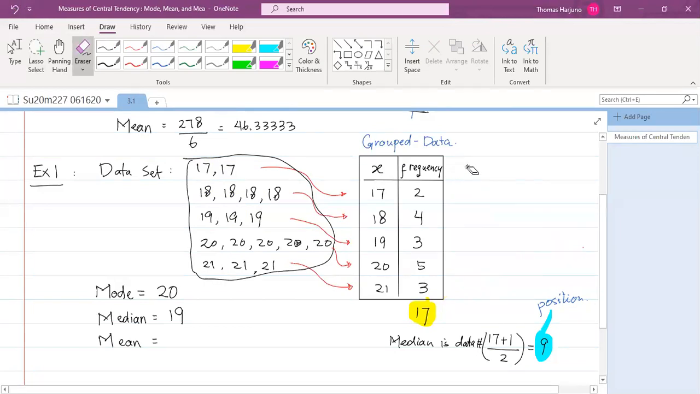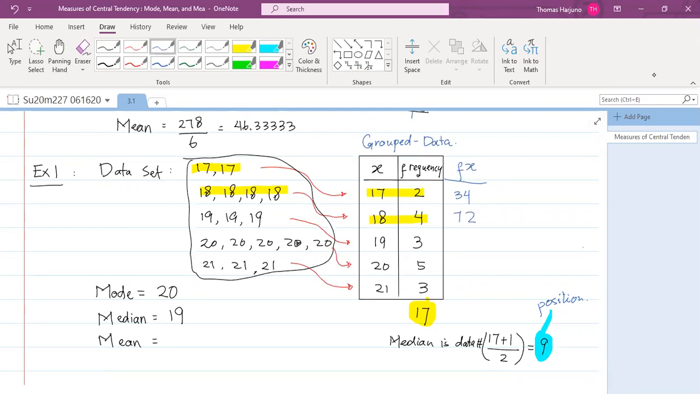First extension is you continue with another column where you multiply the frequency by the data. So instead of, for example, adding 17 plus 17, I will do 17 times 2. Are you with me? Instead of 18 plus 18 plus 18 plus 18, I multiply 18 times 4. I get 72, and we keep on doing that. Which part did you lose?